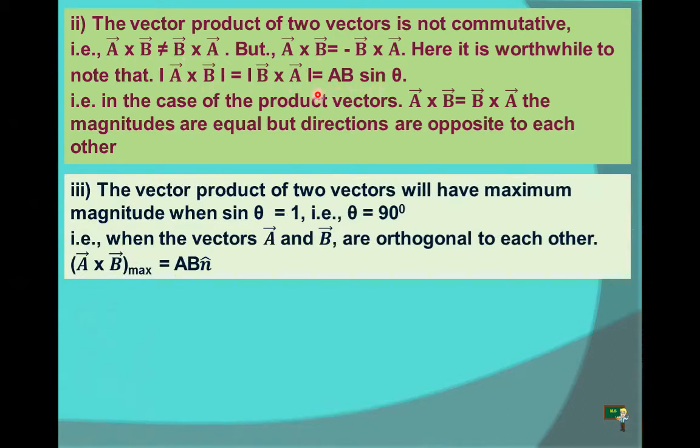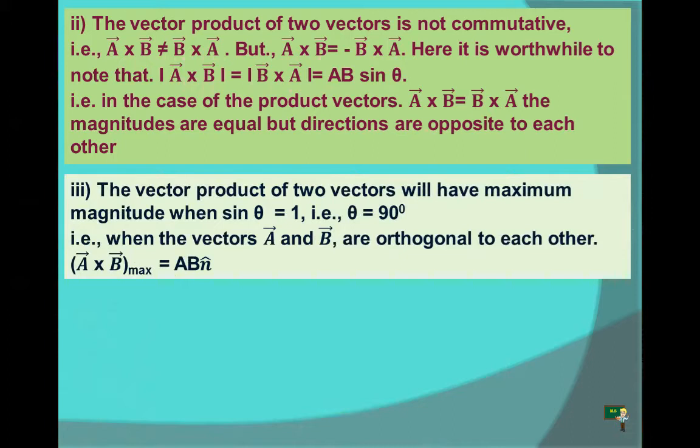That means, in the case of the product A vector into B vector and B vector into A vector, the magnitudes are equal but the directions are opposite to each other. It slightly differs from the scalar product.